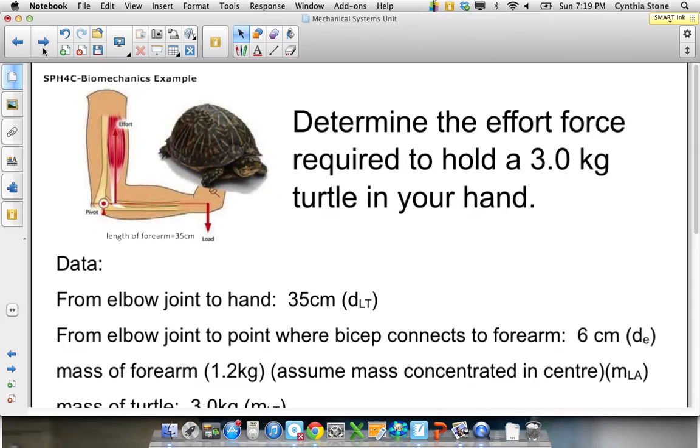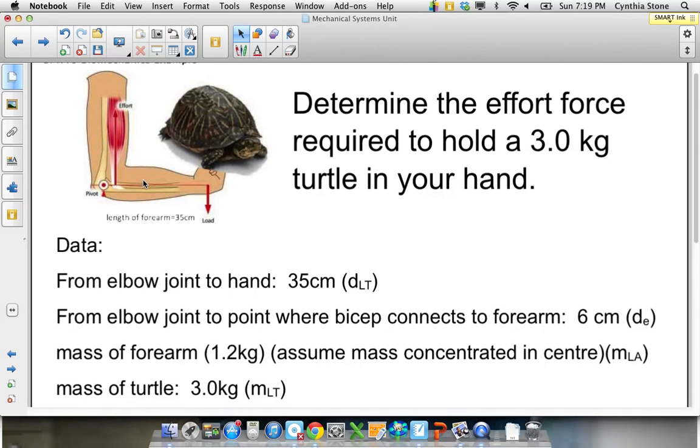Okay, so let's look at the solution. First of all, when you're holding that turtle in your hand, you are holding two different loads. The first load is the turtle, the second load is your arm itself. That's why we needed to know the mass of the forearm. So you've got two loads: one is T for turtle, and one is A for arm. And then you still have your effort. I identified all these pieces of data as something that I'll end up using in the equation.